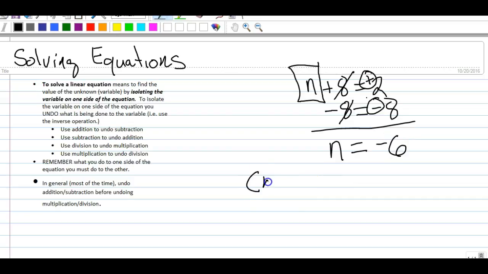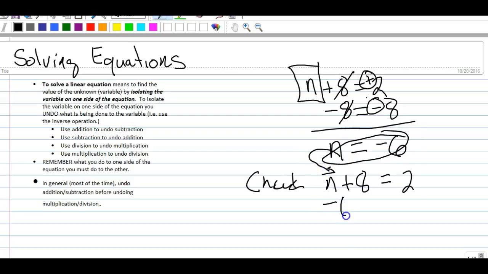And again, you should check your solution in the original equation. n plus 8 is equal to 2. I believe that n is equal to -6. So I substitute -6 in for n. So I have -6 plus 8 is equal to 2. If I did this correctly, when I simplify, the left side should be equal to the right side. -6 plus +8 is +2, and 2 is equal to 2. Checks out.